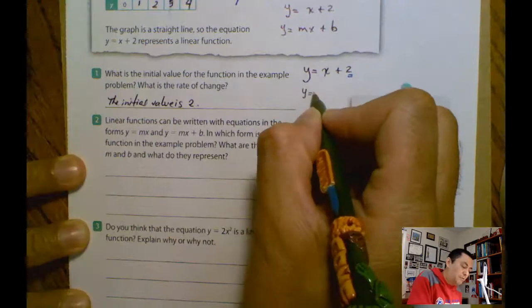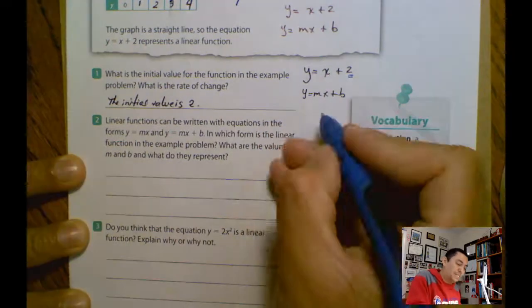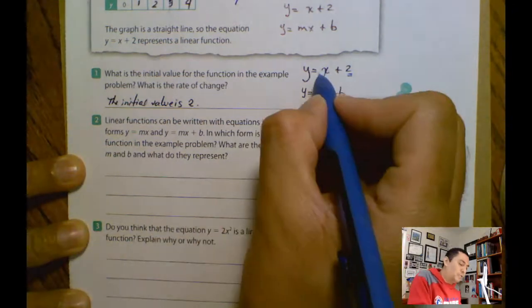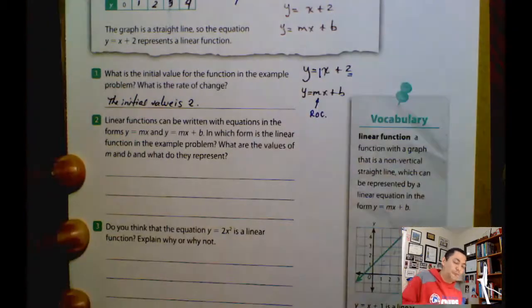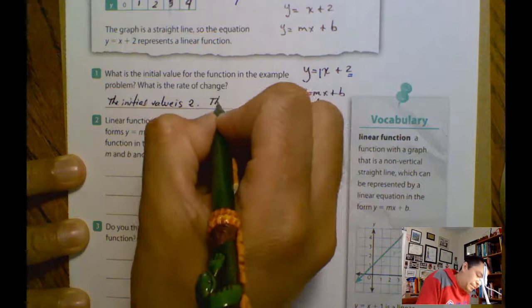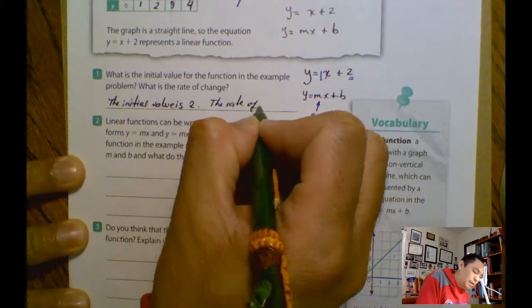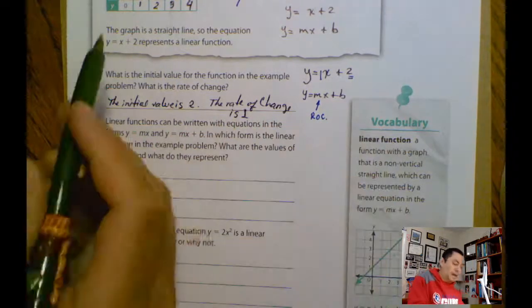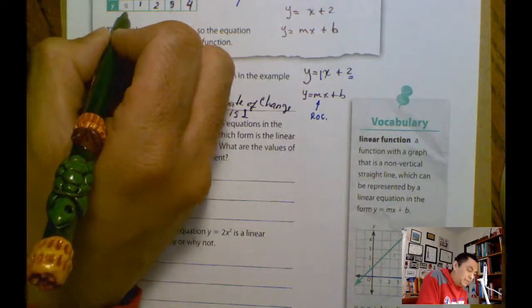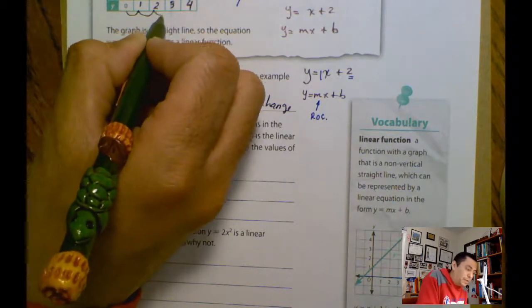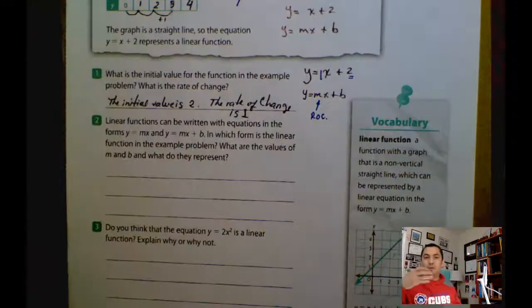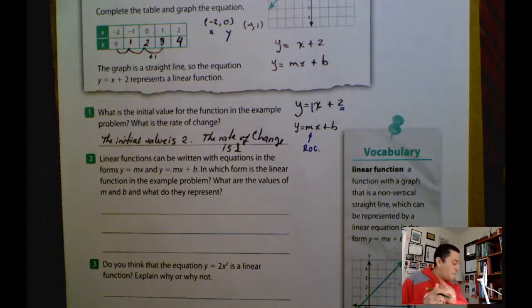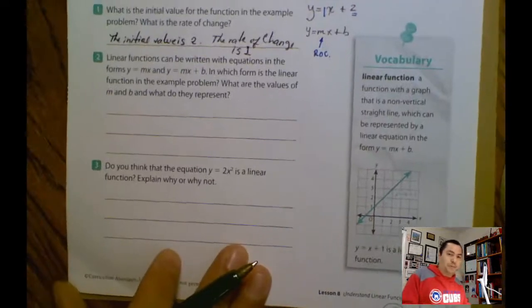Remember that in the form y equals mx plus b, we said that m, the number next to the x, is the rate of change. So which number goes next to the x? It is 1. So the rate of change here is 1. The reason why: see this one, 0, 1, 2, 3, it goes by 1, by 1, by 1. This one, by 1, by 1, by 1. That's the rate of change. Now, number 2.